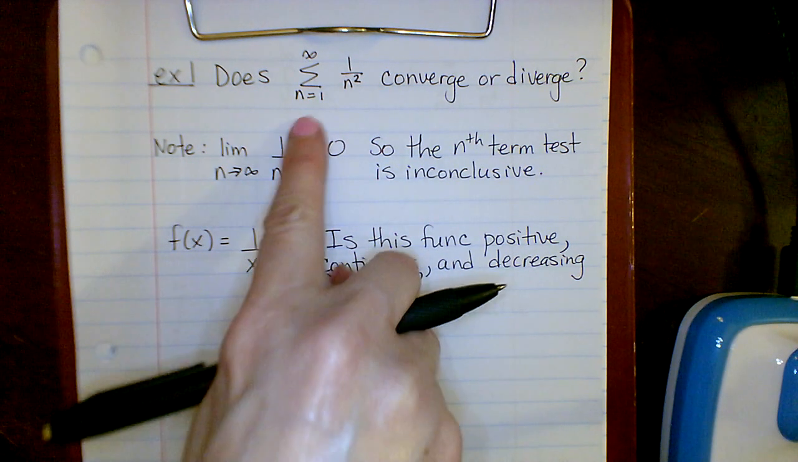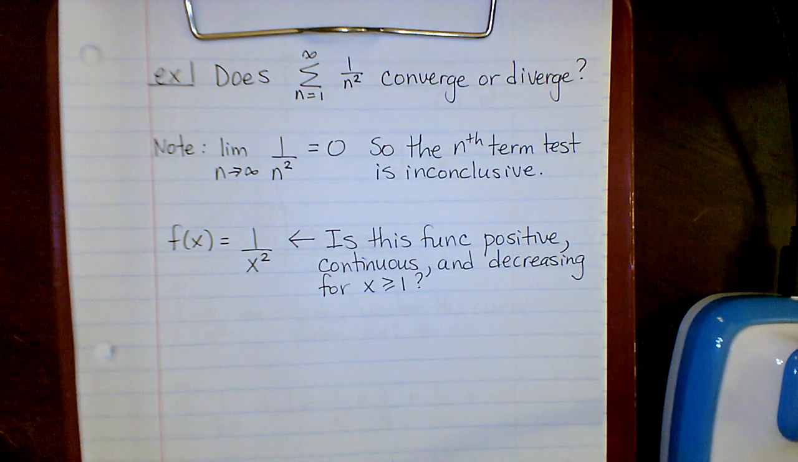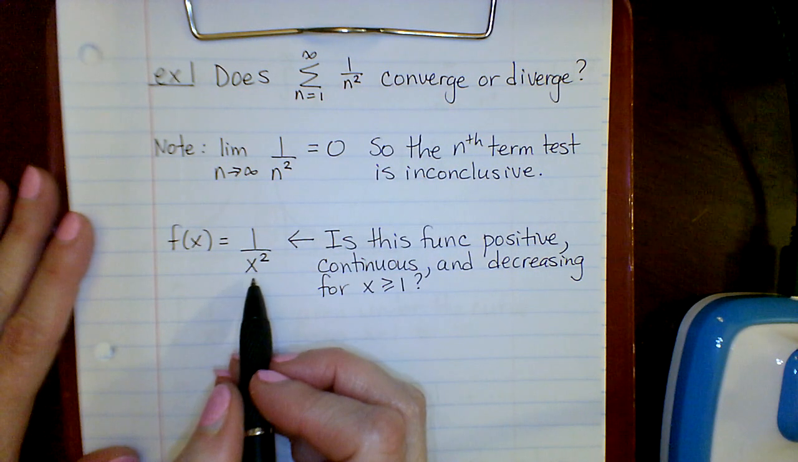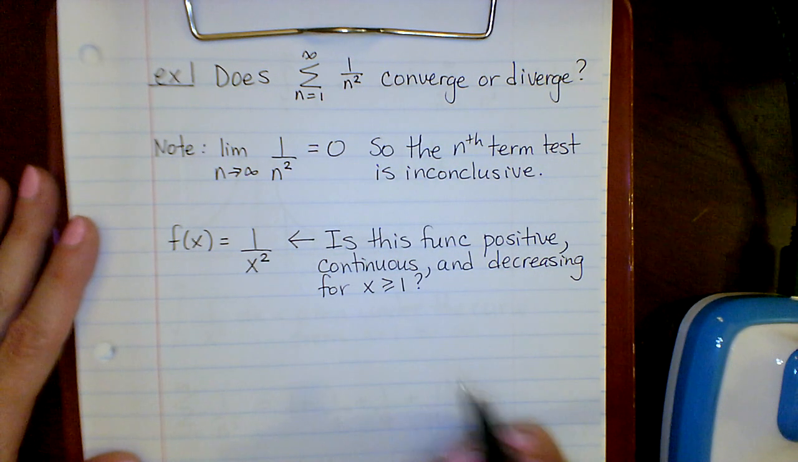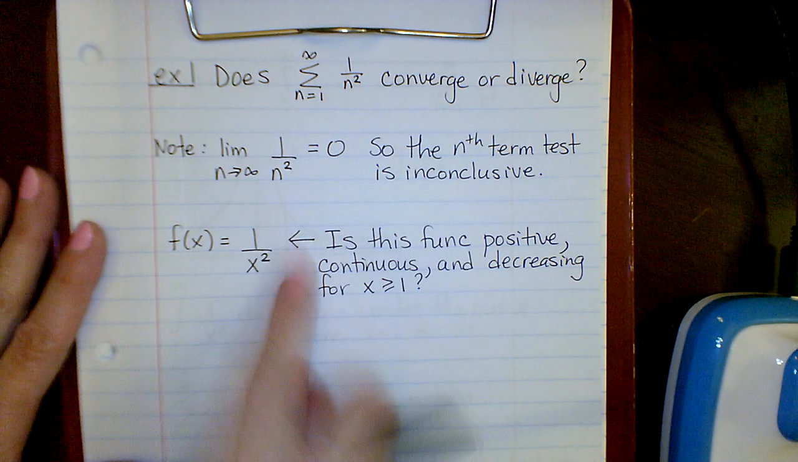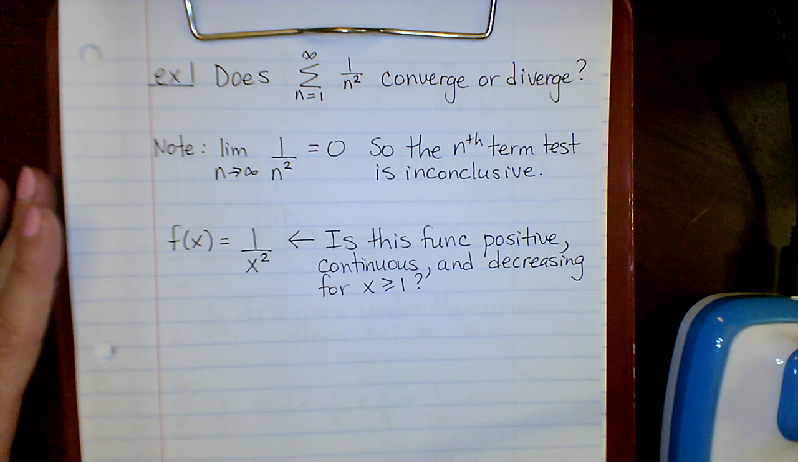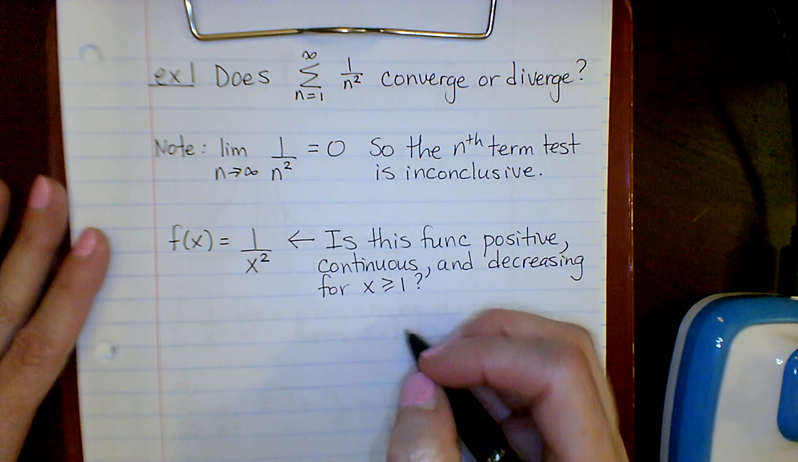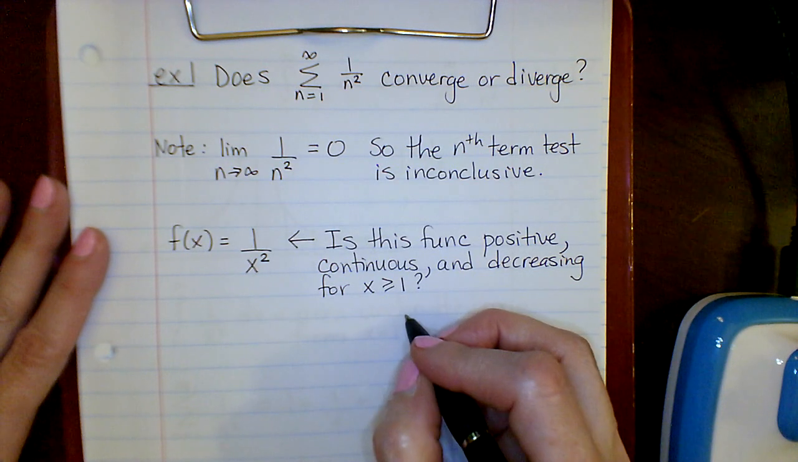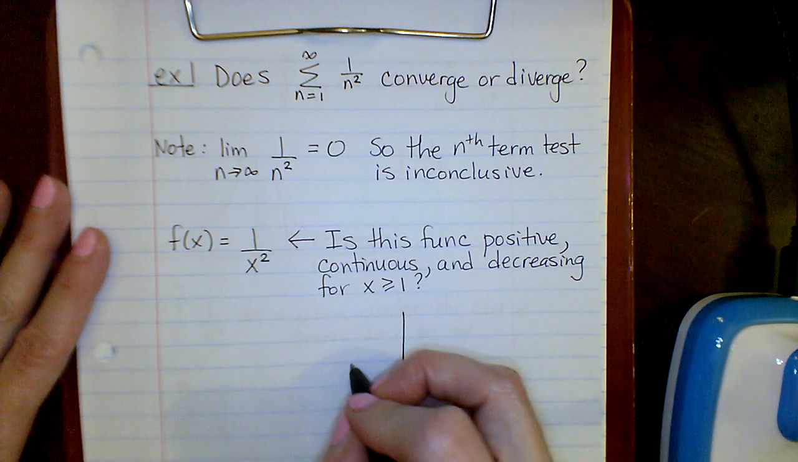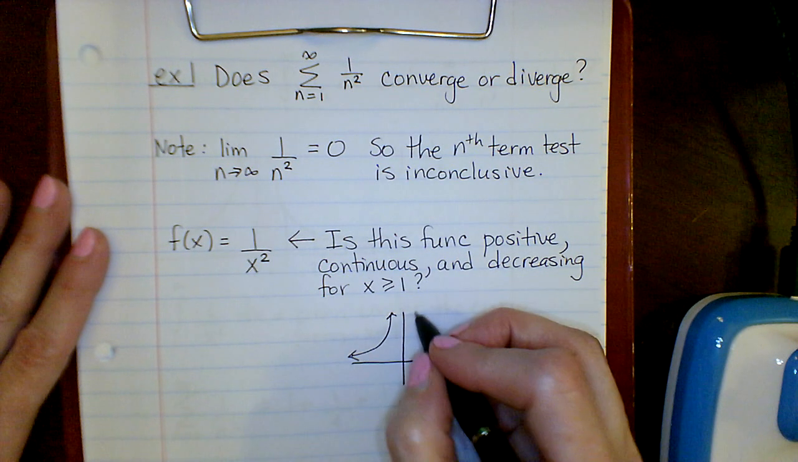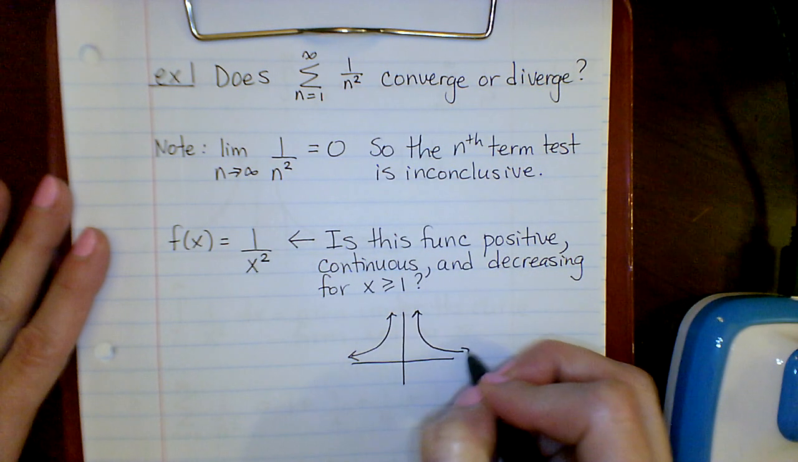Just because this is indexed from 1 to infinity. All right, so is it positive, continuous, decreasing? Well, what does the graph of this look like? Maybe if you don't know what this graph looks like, you break out a calculator and maybe just sketch a quick graph of it. So it looks like that.